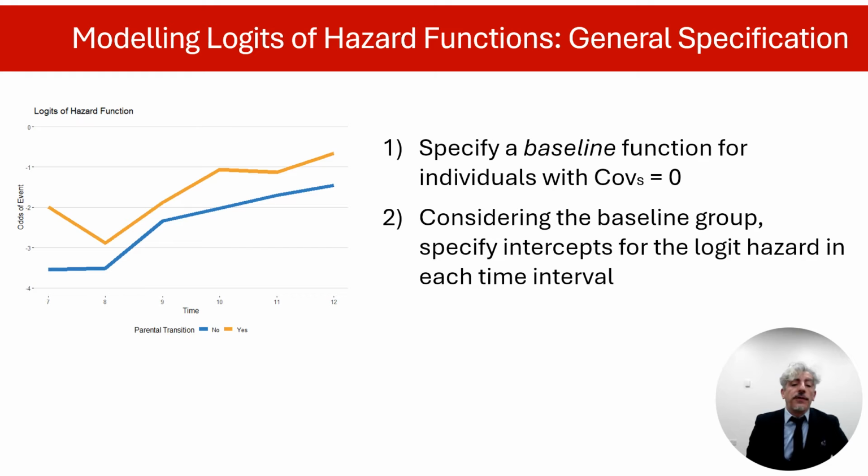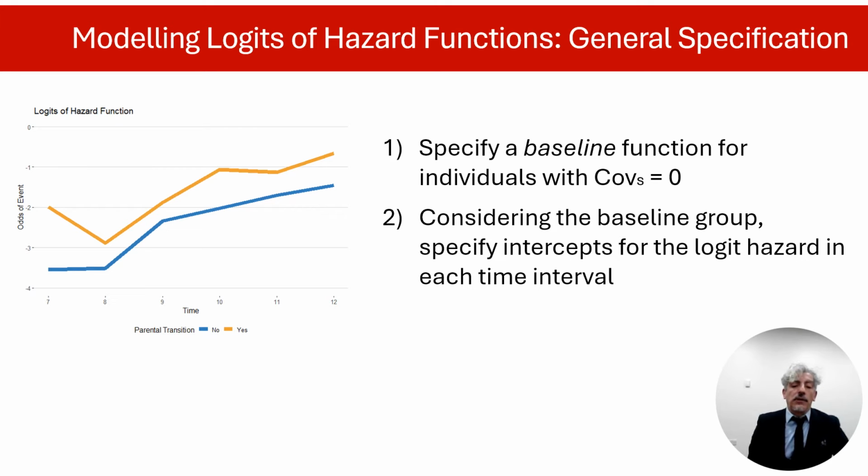The idea is to firstly specify a baseline function. This is the logit hazard function when the values of the predictors we are considering, or the covariates we are considering, are equal to 0. So in this case, the baseline function corresponds to the logit hazard of adolescents with no parental transitions, that didn't experience parental transitions. A general unconstrained curve for the baseline, or line actually, for the baseline model can then be specified by assuming there are different intercepts that represent the expected values of the logit hazard in every time interval for those in the baseline group.